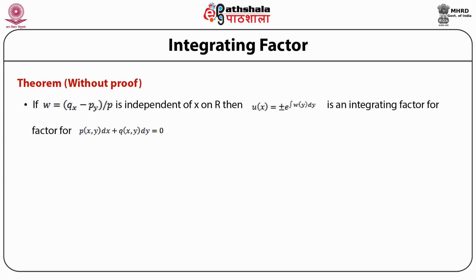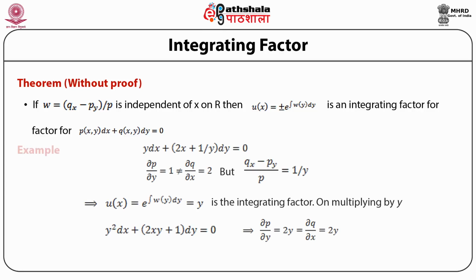If w is equal to (q_x minus p_y) divided by p is independent of x on R, then u of y is equal to plus or minus e to the power integral of w of y dy is an integrating factor for p of x,y dx plus q of x,y dy is equal to 0 on R.